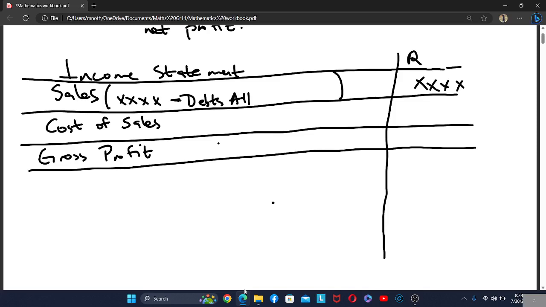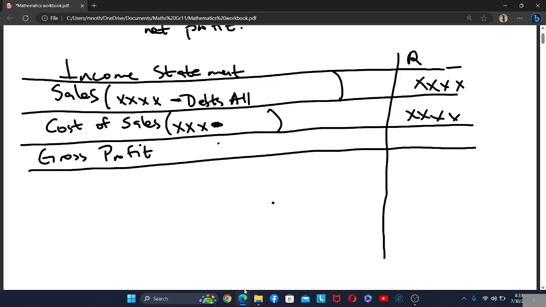Okay, then cost of sales, you also check in the adjustment or the information if there's something that is affecting the cost of sales. If there is, you will have to come here to the cost of sales and take the balance in the trial balance. Then you subtract, or you add if the adjustment is saying you must add. Okay, and then the money that you get, you will write it here.